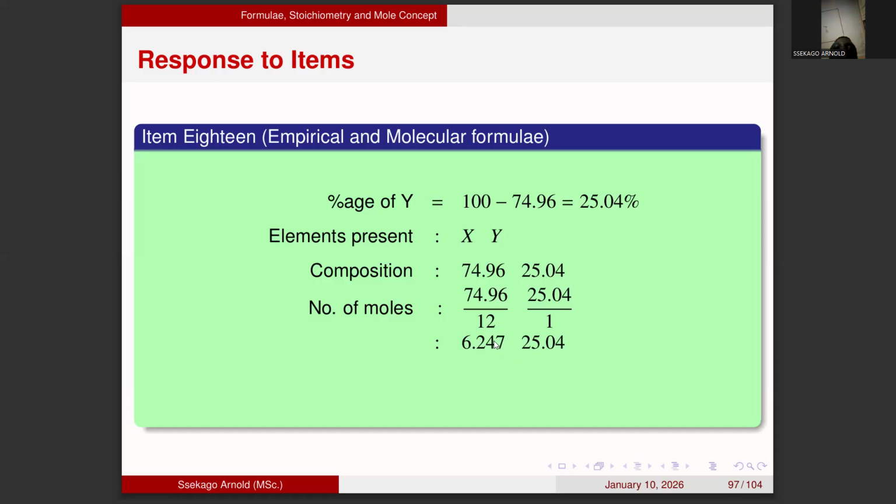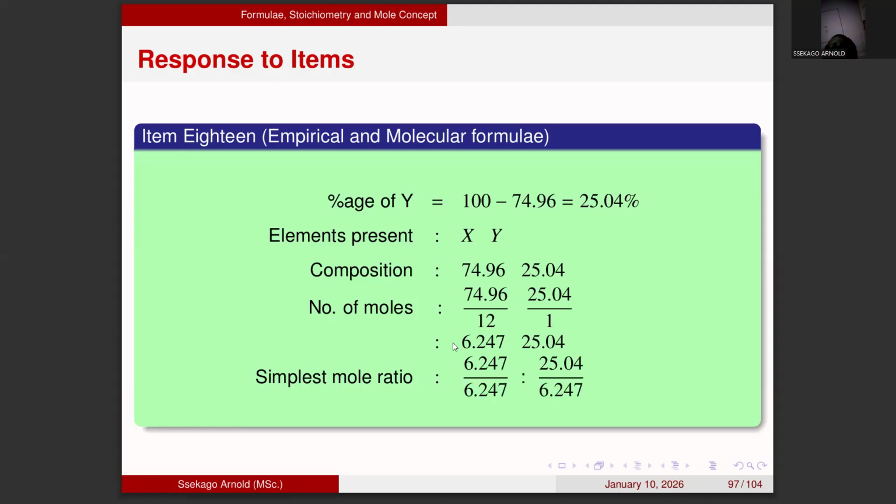our moles. So next we determine the simplest mole ratio. Determine the simplest mole ratio, you divide by the smallest of these two. And the smallest is 6.247. That is the smallest, 6.247. So we divide both of them by 6.247. And what do we obtain? We obtain 1 to 4. Implying that empirical formula is XY4. Now this is our empirical formula.